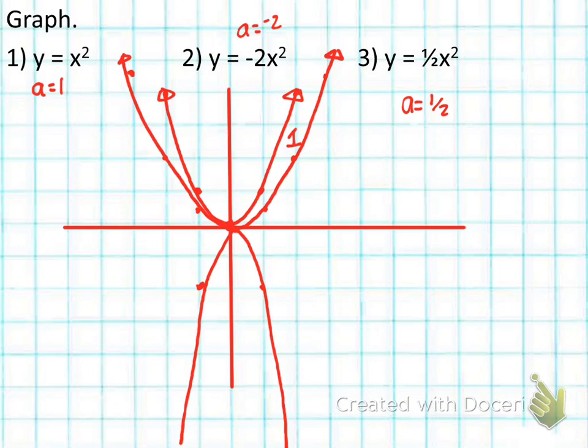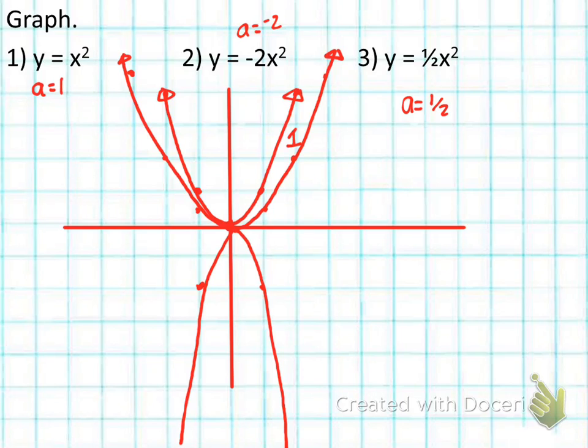How do we know if it opens up? Positive, right? How do you know if it opens down? Negative. How do you know if it's going to be fatter? How do you know it's going to be a fat graph or a wide graph? If it's closer to 0, right? So if it's a fraction, it'll be closer, okay? So that's basically the concept.